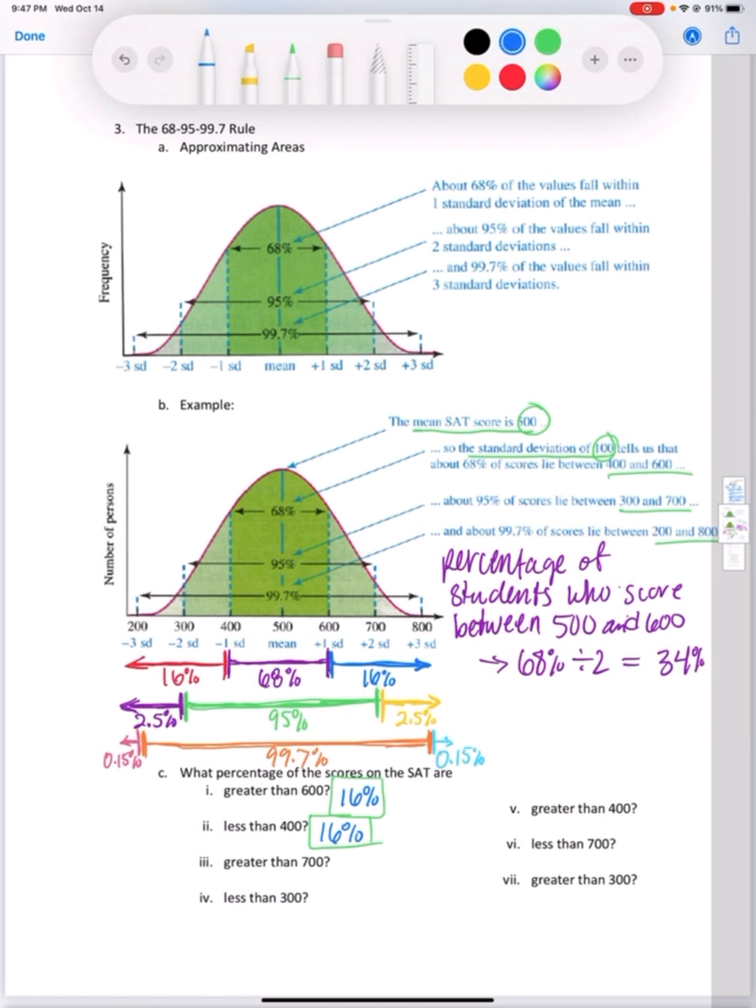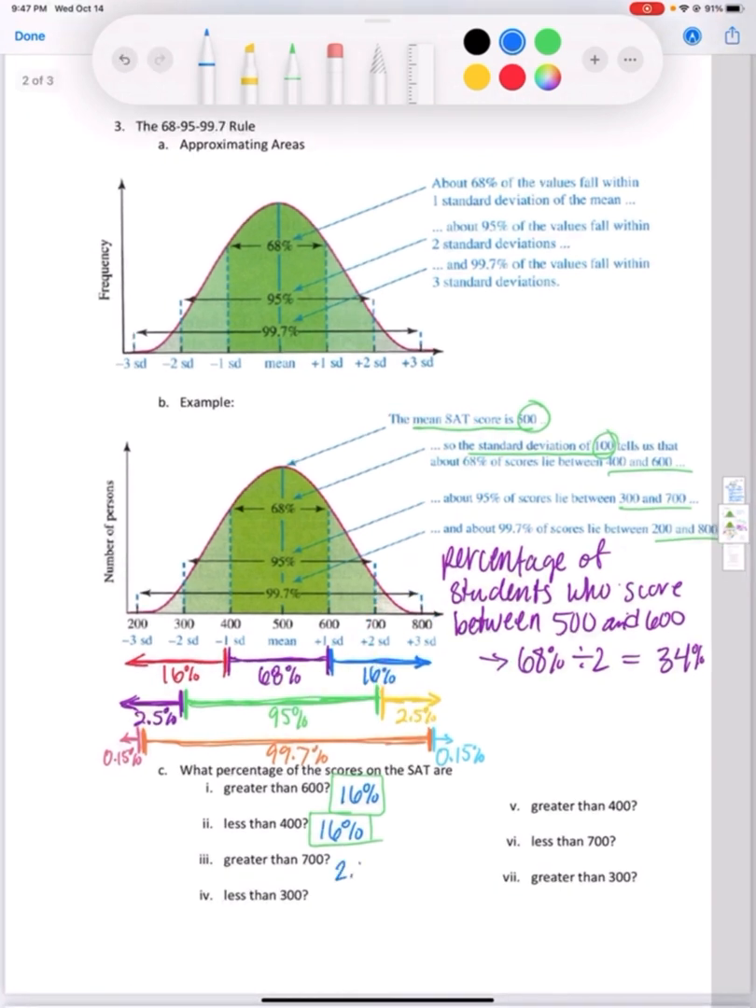Which part is greater than 700? That's this part right here in the yellow, greater than 700. So 2.5%. Which part is less than 300? That's this part right here, less than 300, another 2.5%.